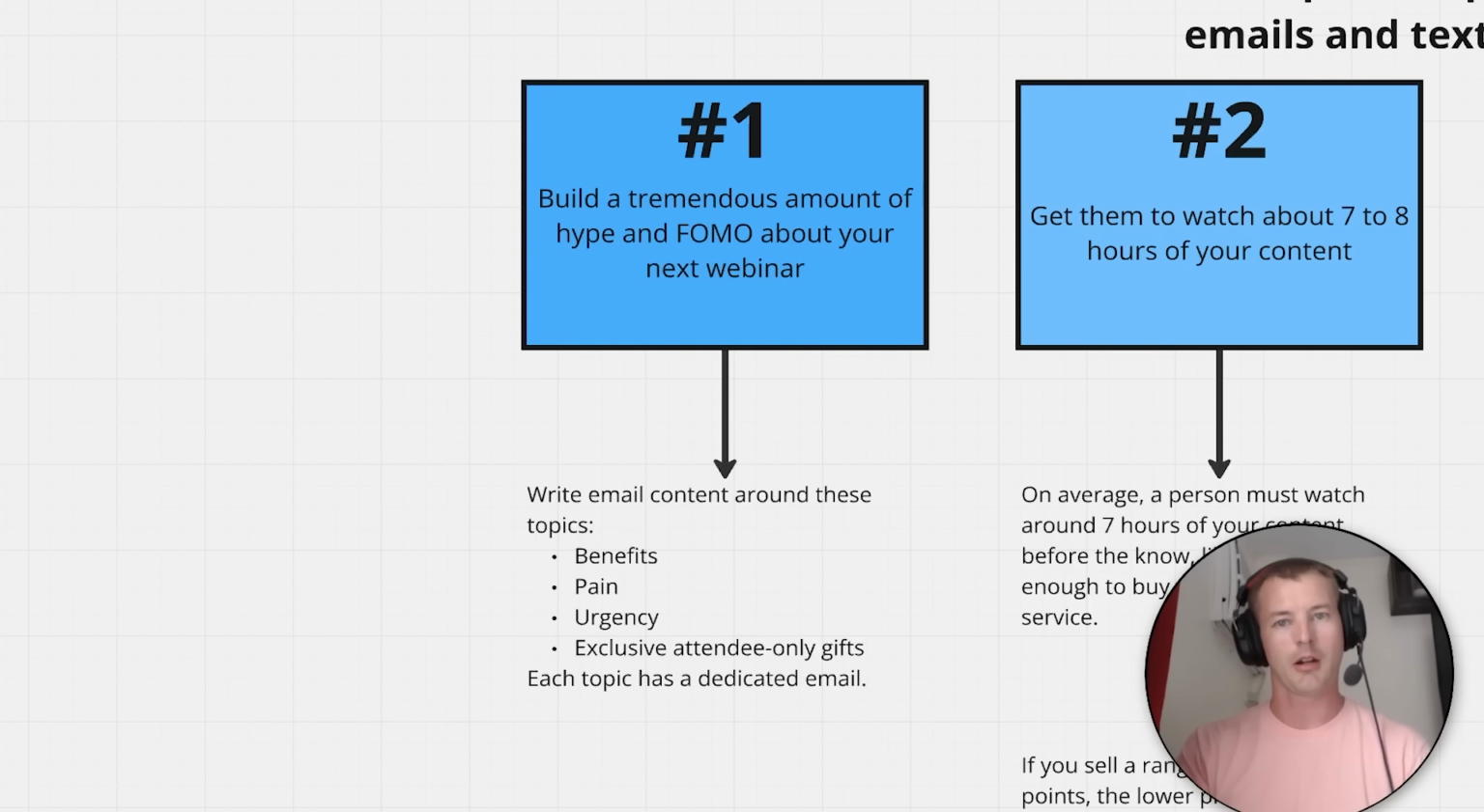Like, your boss is so mean to you. You have no real security because he could fire you at any time. You need to learn Amazon FBA so you could eventually escape. That's a pain-based email. Another type of email that I'll write is urgency.